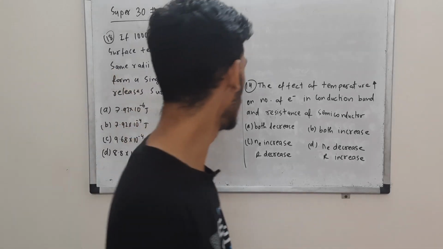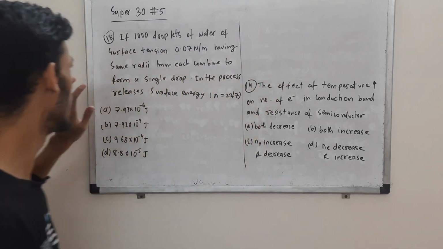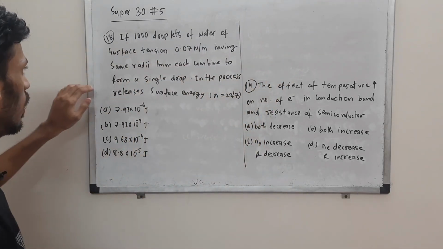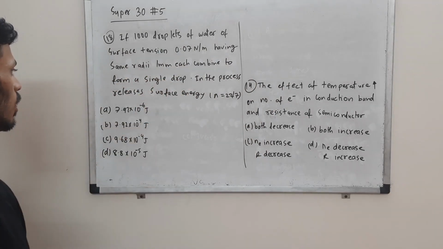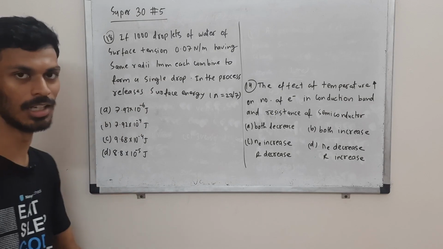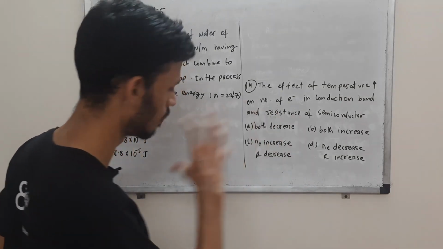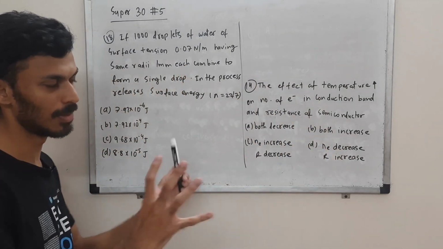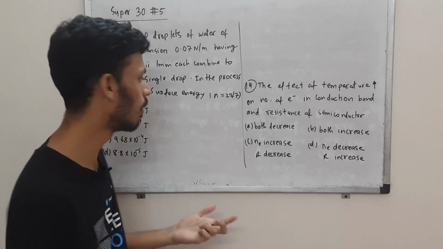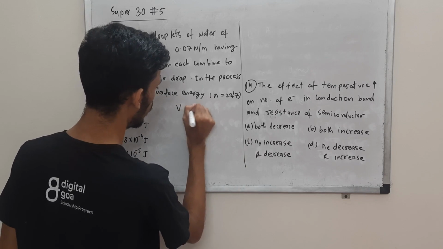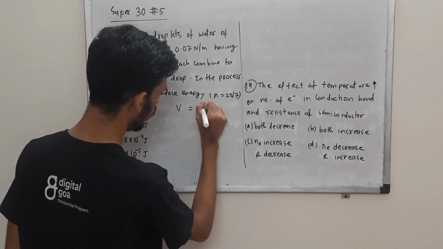Question 18 and 19. In question 18, we have 1000 droplets, surface tension is given, having the same radii of 1 millimeter each, combined to form a single drop. You are supposed to tell what is the surface energy of this process, when they change from 1000 drops to one big drop. So first of all, we can find the radius of the one big drop by equating the volume of the small drops to the volume of the bigger drop.